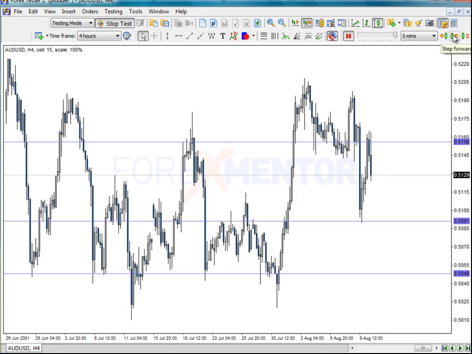Okay, so I hope you found that helpful. Just one of the things I look for when I'm looking at key levels of support and resistance.